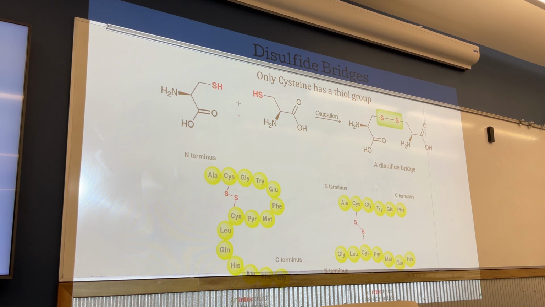And it can guide the shape of one peptide, right? Or it can link two different peptides together. And jumping a little ahead, quaternary protein structure is when we have more than one protein complex together. So insulin is an example of this. Insulin is two peptides that are linked together by disulfide bridges.